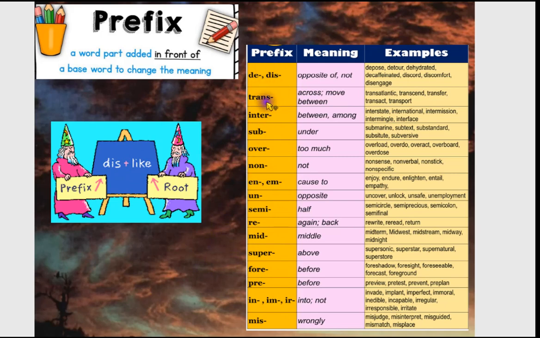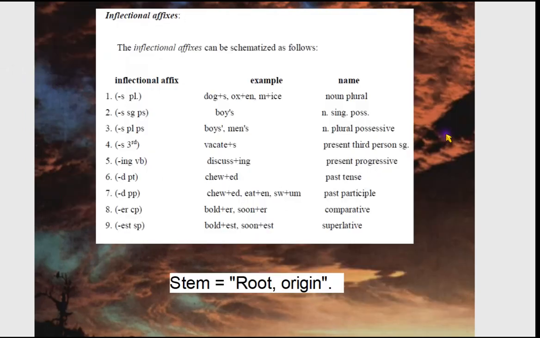We have the prefix, and the meaning they add to the word. For example, de- and dis- mean opposite of or not. Depose, detour, dehydrated, discord, discomfort, disengage, and so on. Please look for more prefixes so it will be easier for you. I mean, you don't have to learn all of them, but you have to be able to identify them. You can also pause the video and take notes about this.